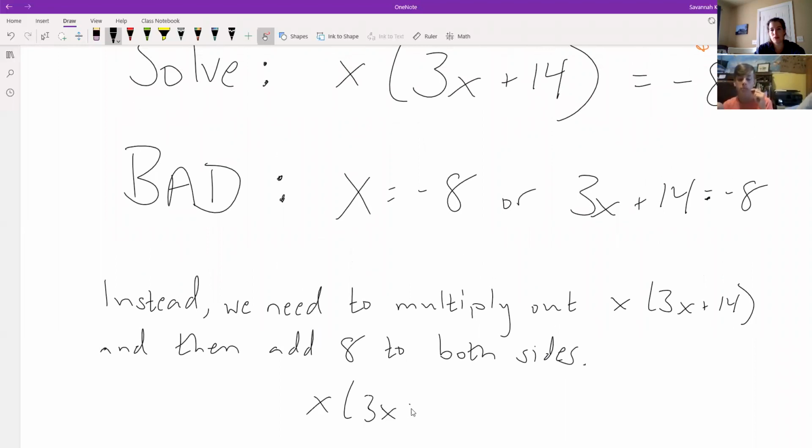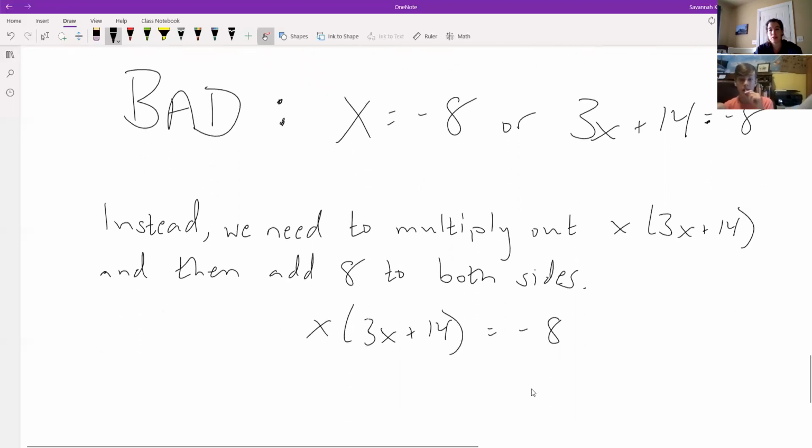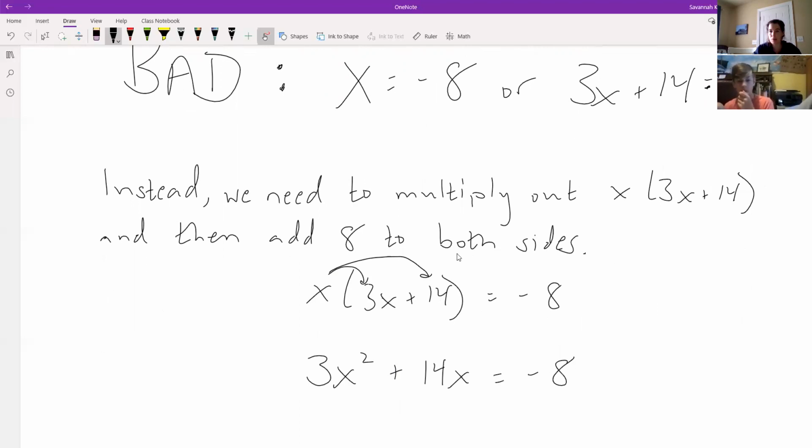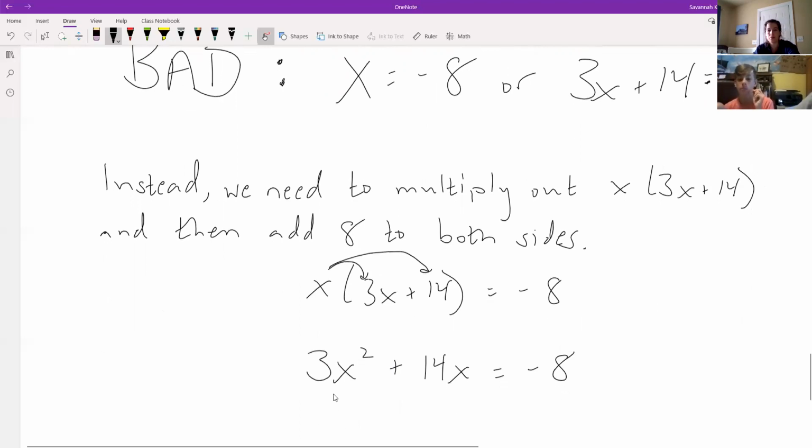So here's what they gave us once again. Equals that -8. So against my wishes, I'm going to multiply out that x. So I will get 3x to the second power now plus 14x equals -8. And then because I need to add 8 to both sides, I will say +8 real quick.